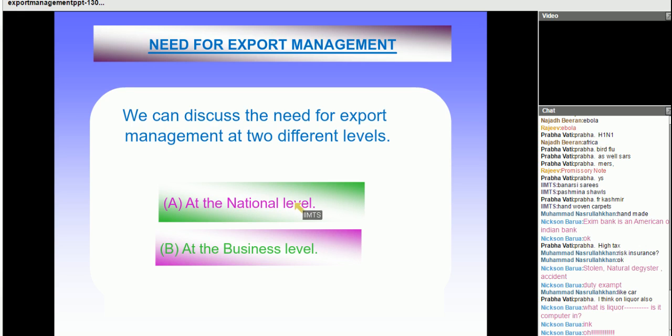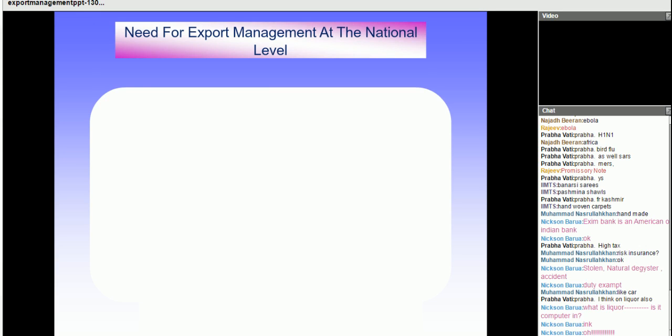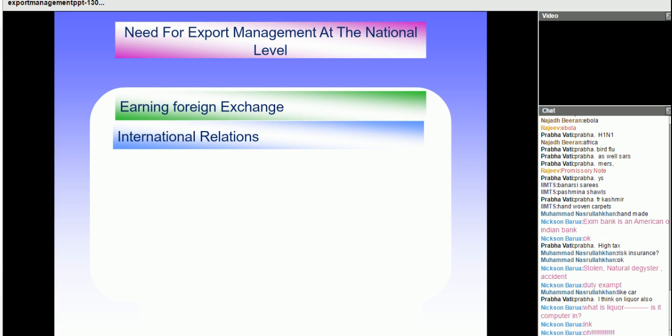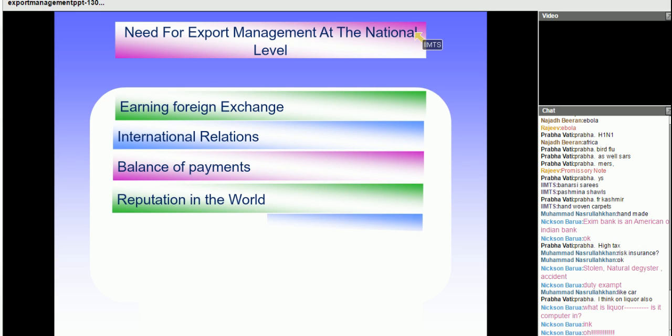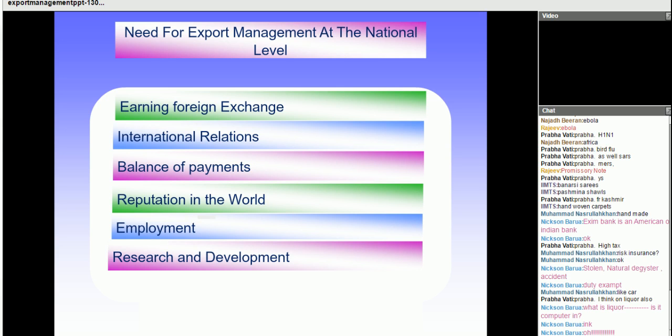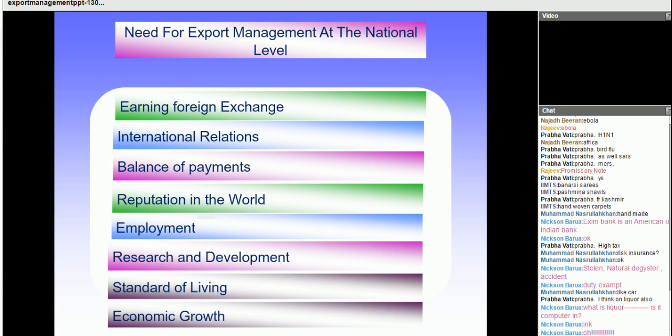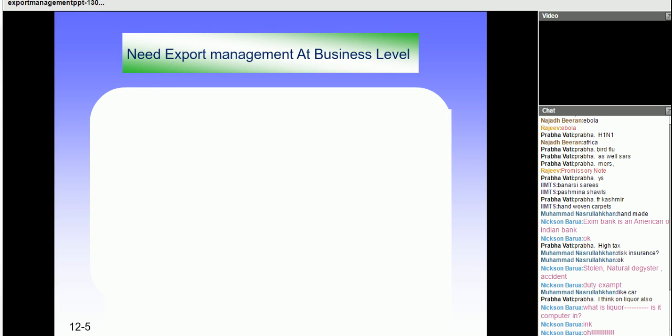So it has to be discussed at national level and at the business level also. We have to manage the things at both the levels. So what are the reasons why there is a need for export management at the national level? Because if the country is earning the foreign exchange, to maintain the international relations, to have a look at the balance of payment, have a goodwill in the world, then employment opportunities as well. These are the various reasons.